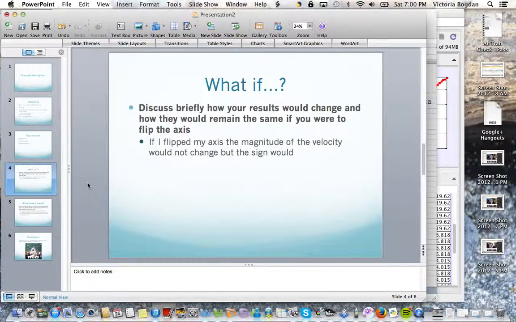So what if my axes were changed? If I flip my axes, the magnitude of velocity would not change, but the sign would.